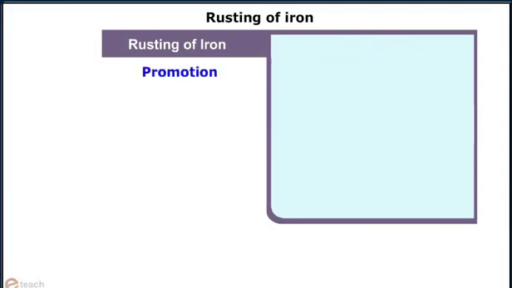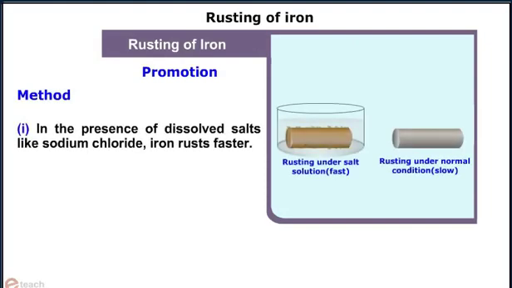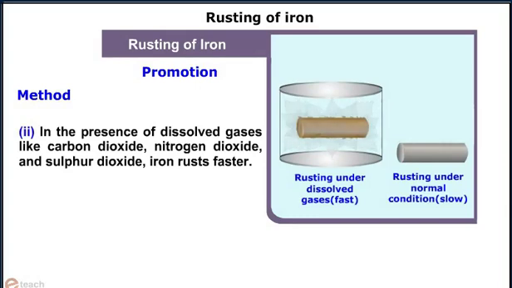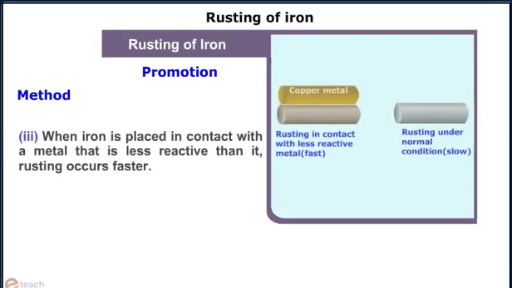Promotion method. The first method is in the presence of dissolved salts like sodium chloride, iron rusts faster. The second method is in the presence of dissolved gases like carbon dioxide, nitrogen dioxide, and sulfur dioxide, iron rusts faster. The third method is when iron is placed in contact with a metal that is less reactive than it, rusting occurs faster.